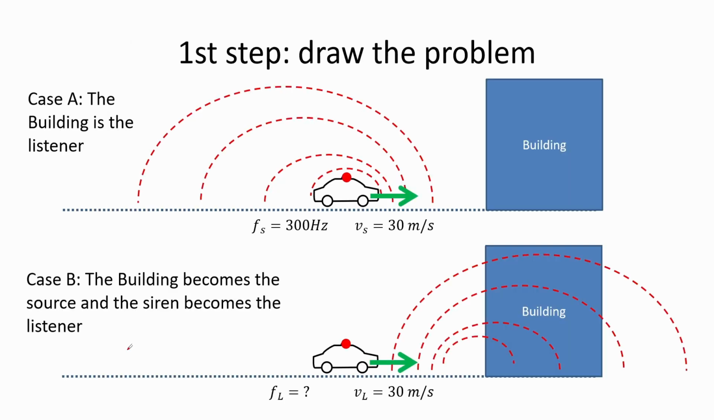For case A, the car emits a siren with a frequency of 300 Hz. For this case, the building acts as the listener that is stationary. What happens after is that the sound is reflected from the building and it is heard by the car, which will act as a listener for case B. This phenomenon is called an echo, where sound reflects from a surface. First we solve the frequency reflected on the building.